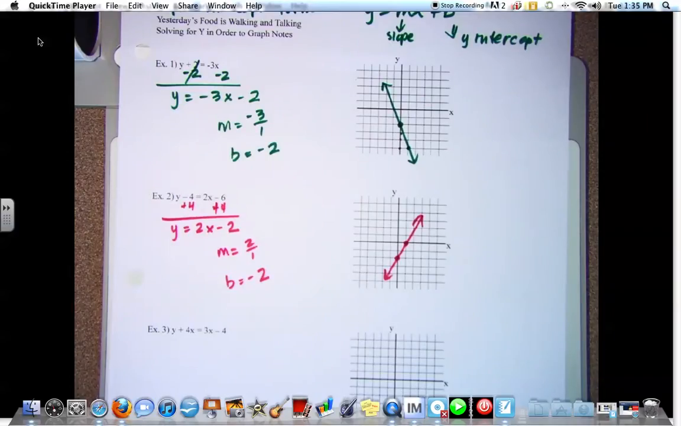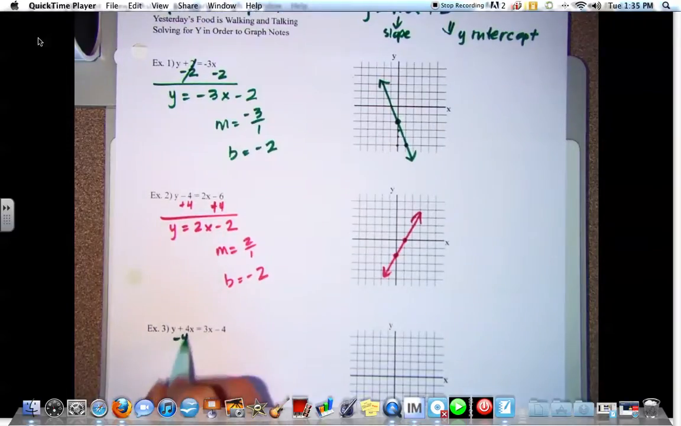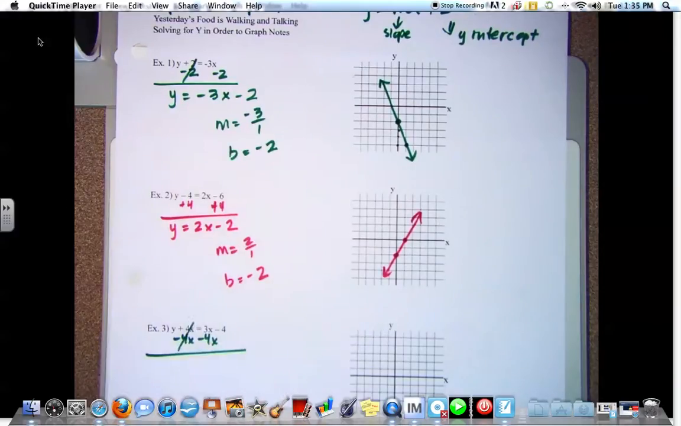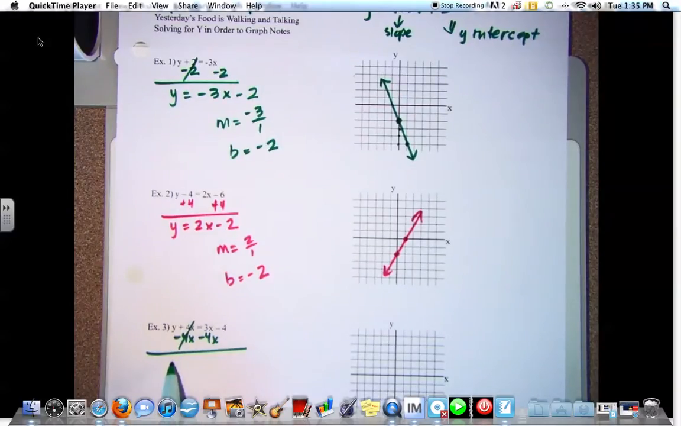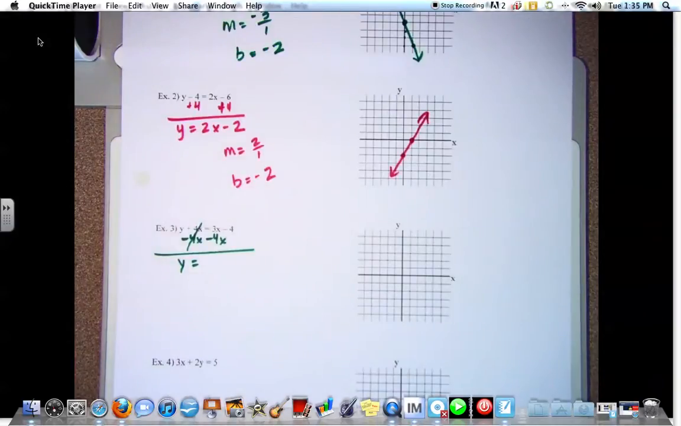Example 3, y plus 4x equals 3x minus 4. Mitch, what do you want to move? Okay. Do I have like terms on the other side? Yes. Okay, so I'm going to put it with the what? 3x. All right. So Kenna, what do I have on the left-hand side? Y. All right. Y equals. On the right? Negative 1x minus 4.